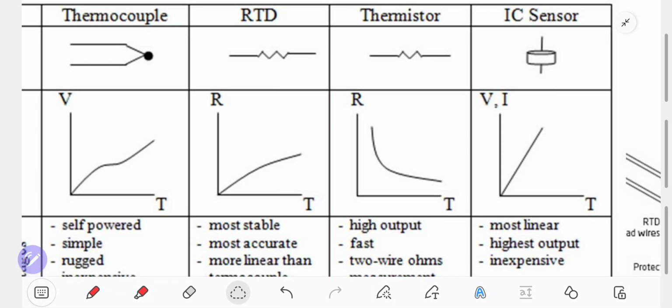After we learn about the parts of this RTD sensor, then we learn about the advantages and disadvantages of using this RTD sensor. The symbol of RTD is like this. This symbol is the same as a resistor, and if you see on this curve, the line is linear. If the temperature is high, the value of resistance is high. If the temperature is low, the value of resistance is low as well.